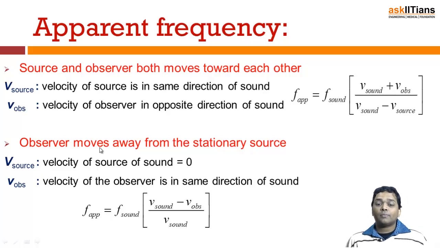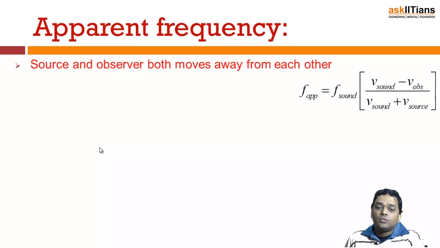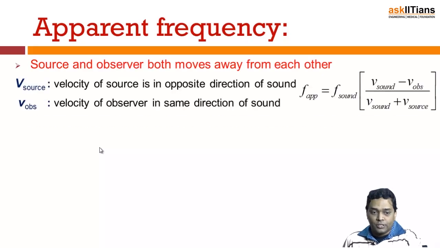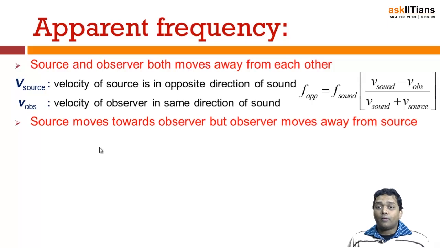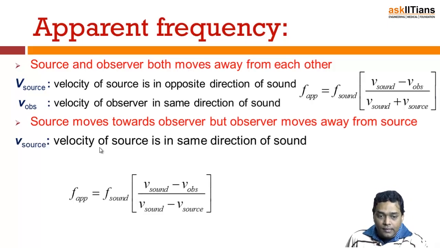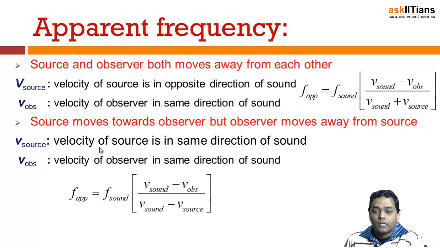When the observer moves away from the stationary source, obviously he is going to hear less, so the frequency is going to decrease, and the source is stationary, so there is no velocity of the source. Then the next case: the source and observer both move away from each other. Obviously you are going to hear less. The sound is going to be moving in the opposite direction, and so this results in this. Finally, we have the source moving towards the observer, but the observer is moving away from the source. These are all the cases. If you just try to understand it logically, all the things would be very clear.